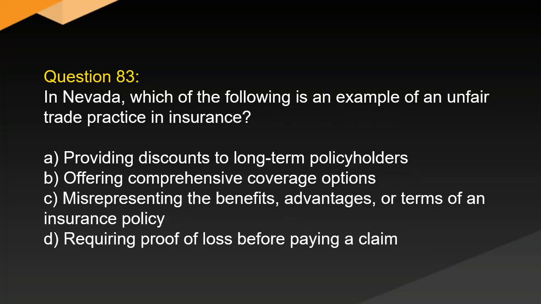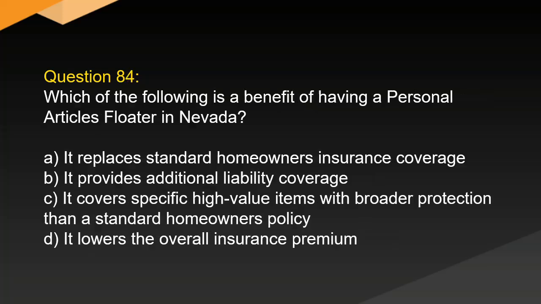Question 83. In Nevada, which of the following is an example of an unfair trade practice in insurance? A. Providing discounts to long-term policyholders. B. Offering comprehensive coverage options. C. Misrepresenting the benefits, advantages, or terms of an insurance policy. D. Requiring proof of loss before paying a claim.